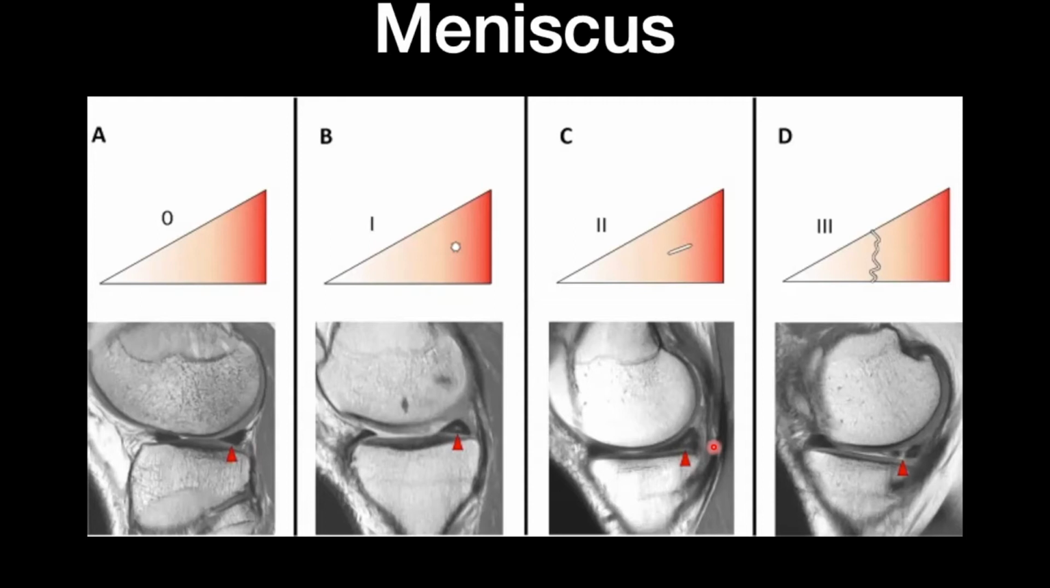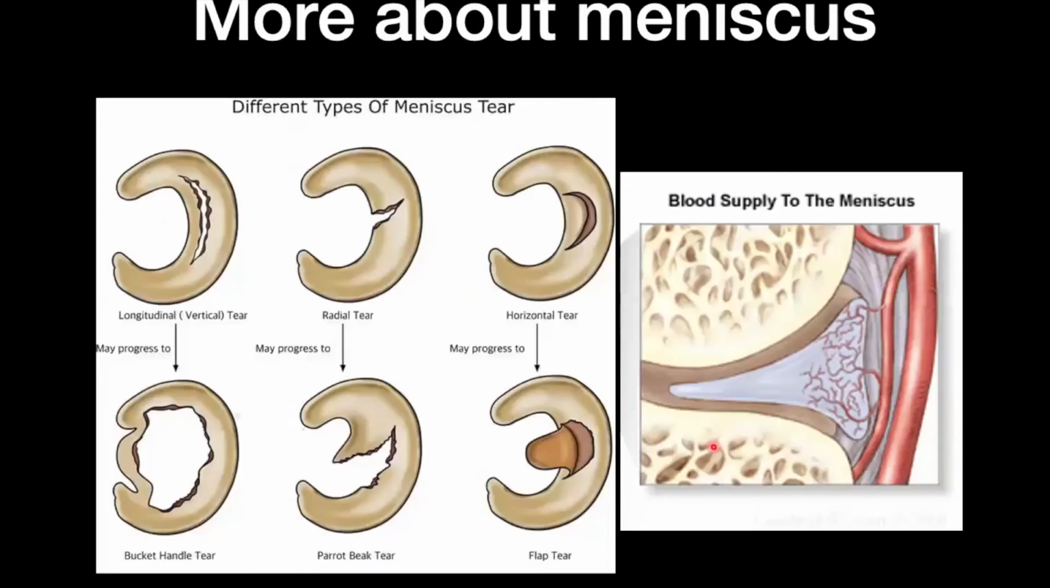Clinically, a grade 3 tear is only considered a true tear because these are the only tears that are seen on arthroscopy, and grade 1 and grade 2 changes are usually intrasubstance degeneration. There are various types of tear, as we know, the most common being longitudinal tears. Other tears are radial tear, horizontal tear, parrot-beak tear, and flap tear.